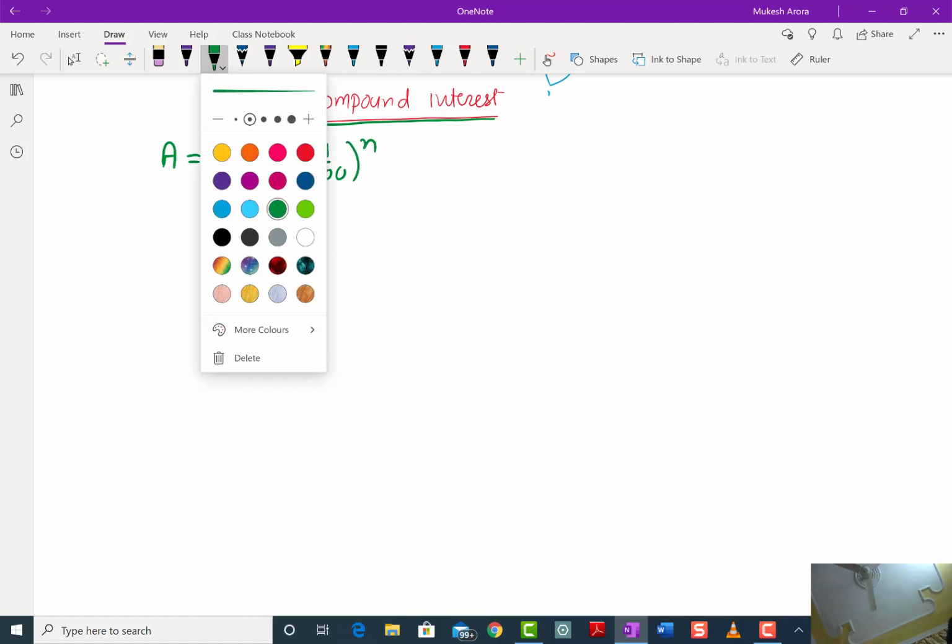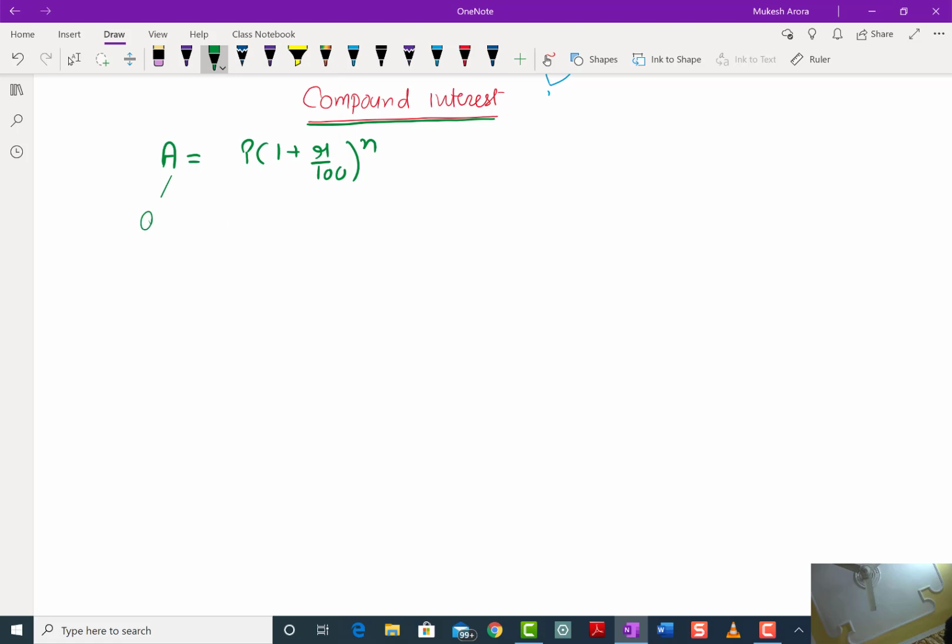What does it mean? A means amount, P means principal, R means rate of interest, and n means number of years.